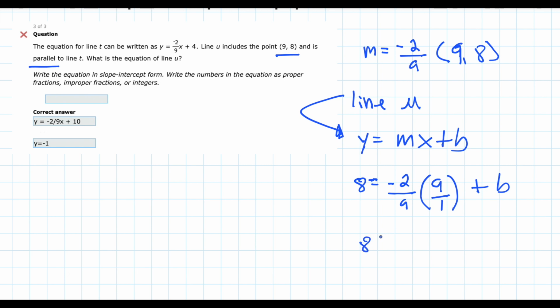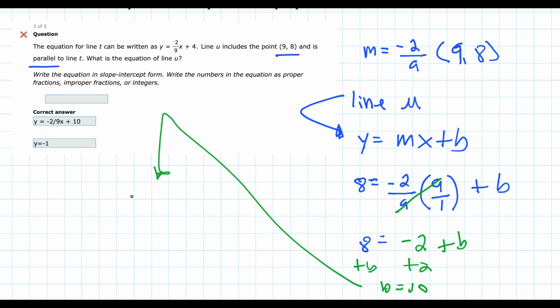8 equals negative 18 over 9. And if you can do diagonal division, it saves you a little bit. So that becomes negative 2, plus b. Add 2 to the other side, you get 10. All right, so b is equal to 10. So now what do we do? y equals negative 2/9 x plus 10.